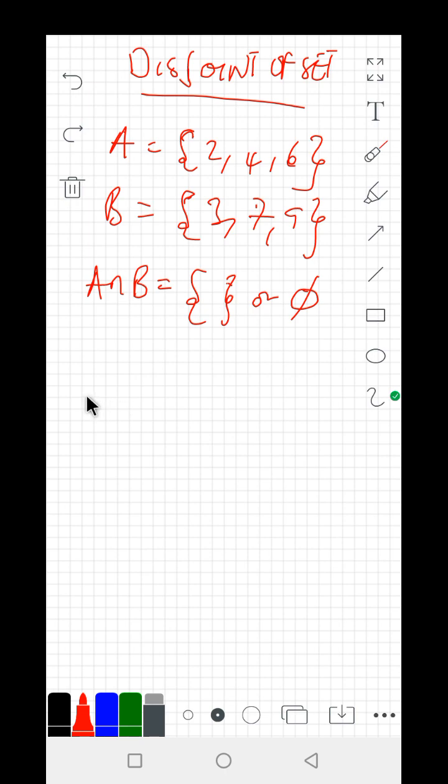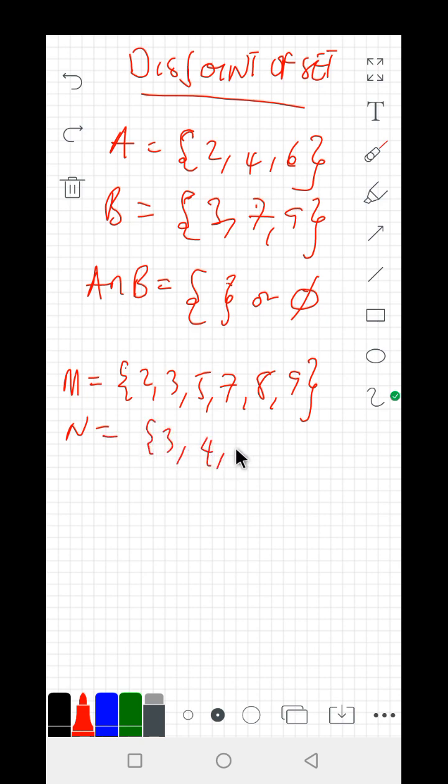So all right, let's try some examples here. Given two sets, M equals 2, 3, 5, 7, 8, 9, and N equals 3, 4, 6, 9, 10. Is 4 a member of M? We check M. That's false. It's not.